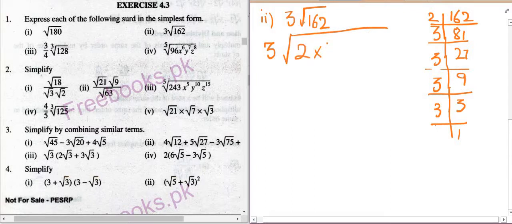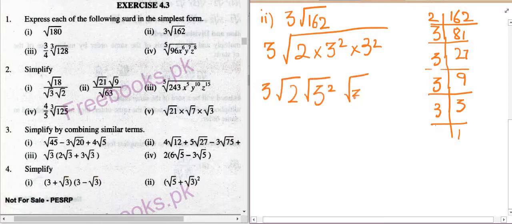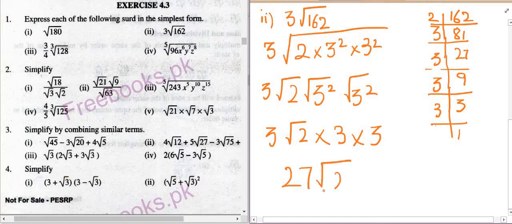Now the order of surd is 2. Okay, order of surd is 2, so try to write the multiples in square form. We can write 3 square and 3 square. Then we can write it as square root 2 square root 3. Okay, so it becomes 3 square root 2 multiply 3 multiply 3. 3 3 times 9, 9 3 times 27 square root 2.